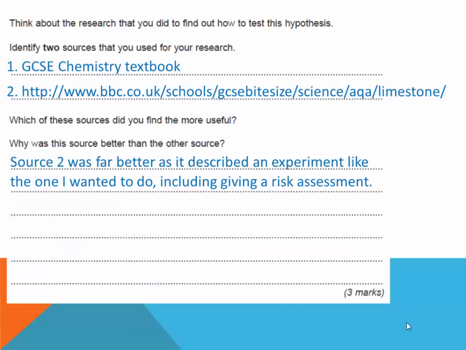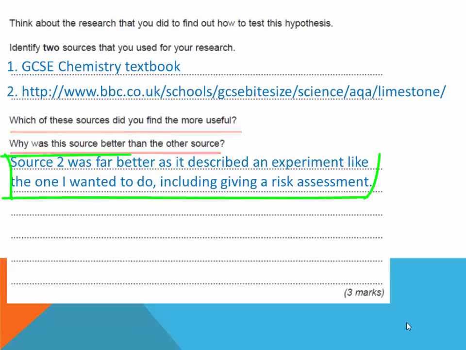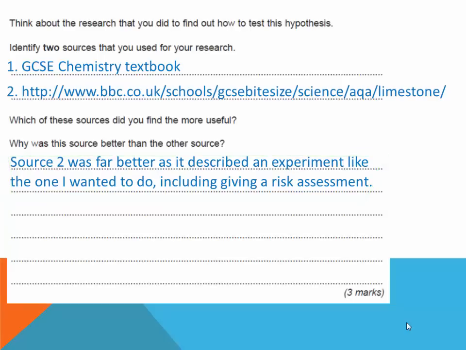In response to which of these sources did you find more useful, why was this source better, they've named source 2 as far better, as it described an experiment like the one they wanted to do, including giving a risk assessment. Well, if they'd have got their referencing for their sources earlier right, this would have scored a mark. The reason why it wouldn't have got full marks is because it needs to be an explicit comparison.